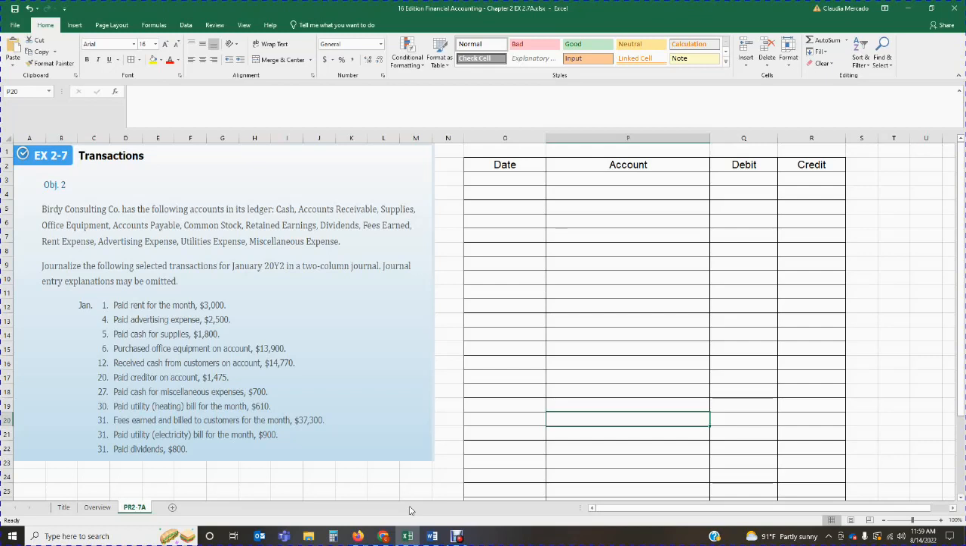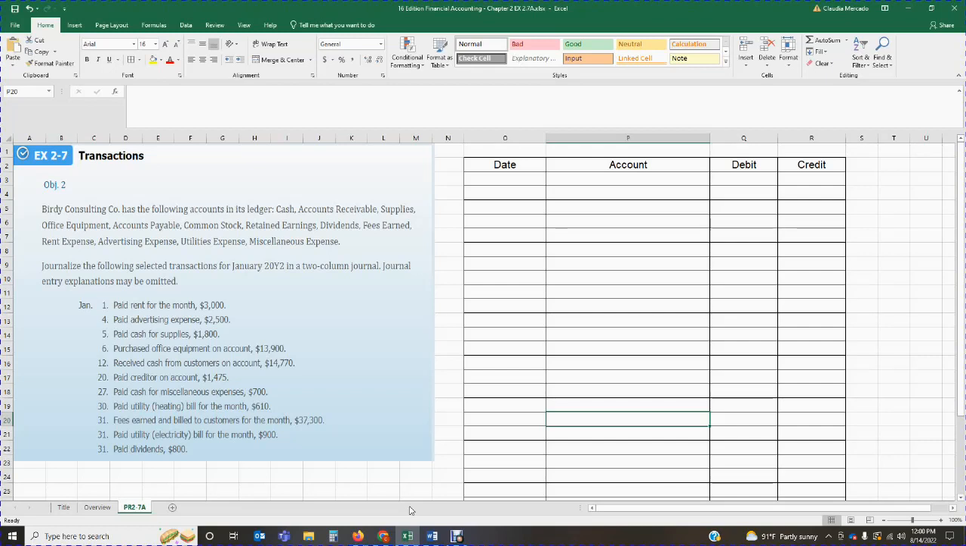So it says Birdie Consulting Company has the following accounts in its ledger: cash, accounts receivable, supplies, office equipment, accounts payable, common stock, retained earnings, dividends, fees earned, rent expense, advertising expense, utilities expense, and miscellaneous expense. They're asking us to journalize the following selected transactions for January in a 2-column journal. Journal entry explanations may be omitted. So they're asking us to omit the descriptions.